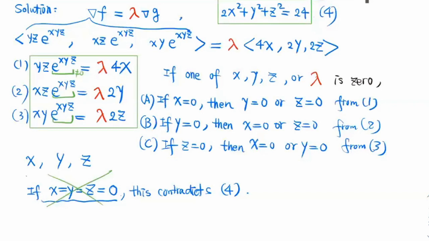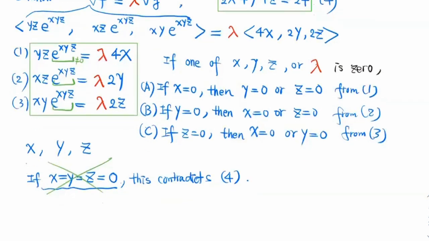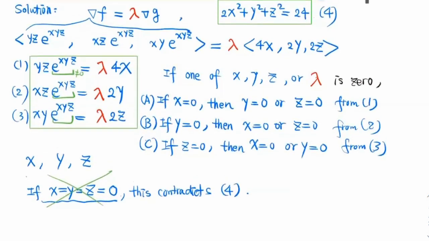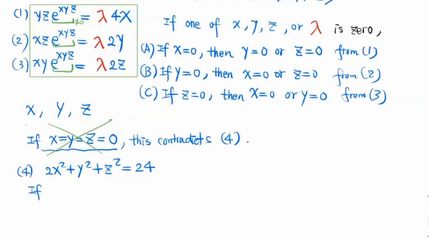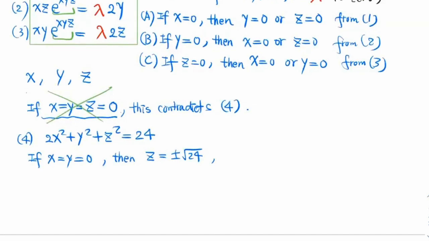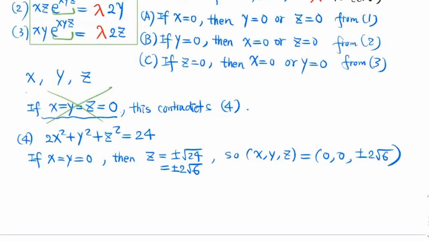So look at this equation 4. If we have x and y equal to 0, then what does z equal to? The square root of 24. Let me write that over here. Equation 4 is 2x squared plus y squared plus z squared equal to 24. So if x equals y equals 0, then z is plus or minus square root of 24, which is plus or minus 2 square root of 6. So we have two solutions right here.